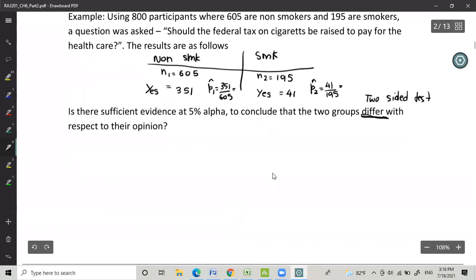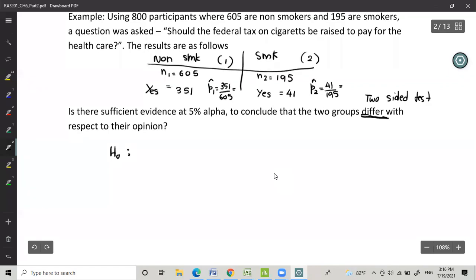Okay, right. So let's write the hypothesis. So I'm using non-smokers as one group and smokers as the second group. Okay, so we have H0: p1 minus p2 equals 0 versus HA: p1 minus p2 not equal to 0.